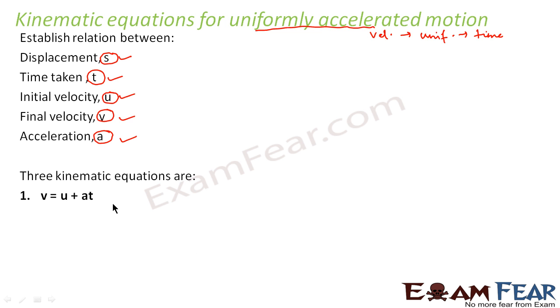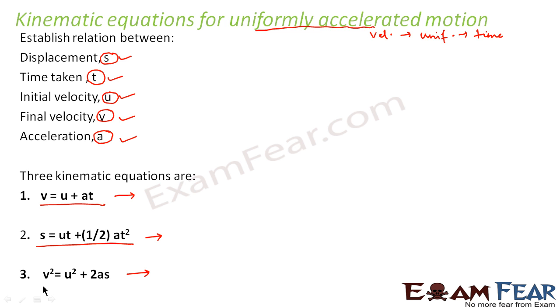Now let us start. The first kinematic equation is V is equal to U plus AT. The second equation is S is equal to UT plus half AT square. And the third equation is V square is equal to U square plus 2AS. These three equations are very important and you should practice them so hard that you get used to them. You should learn these three equations and keep them in your mind. V is equal to U plus AT, S is equal to UT plus half AT square, and V square is equal to U square plus 2AS.